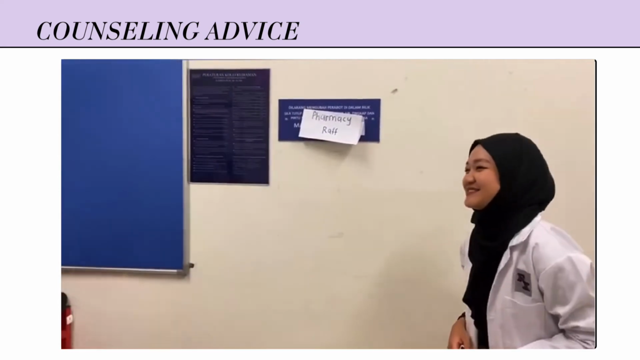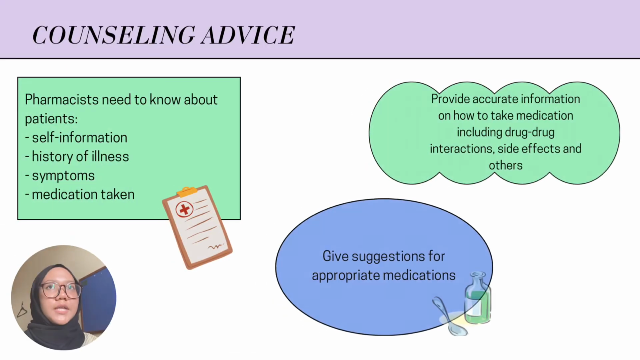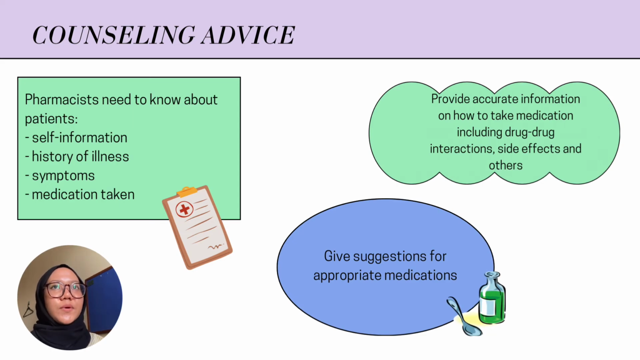From the previous video, we have illustrated a real situation of counseling advice that usually happens in a pharmacy between a patient and a pharmacist. There are a few points that can be highlighted. Firstly, it is important for the pharmacist to play their role. They need to know the patient's details like name, age, and medication that has been taken. Other than that, the history of the illness and symptoms are also crucial. This is to ensure safety and efficacy when a pharmacist dispenses certain drugs needed for the patient.